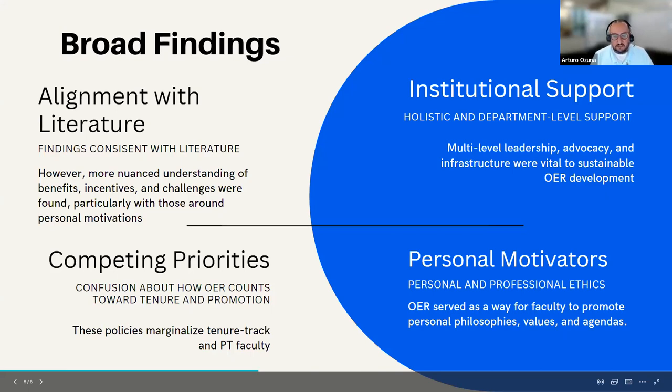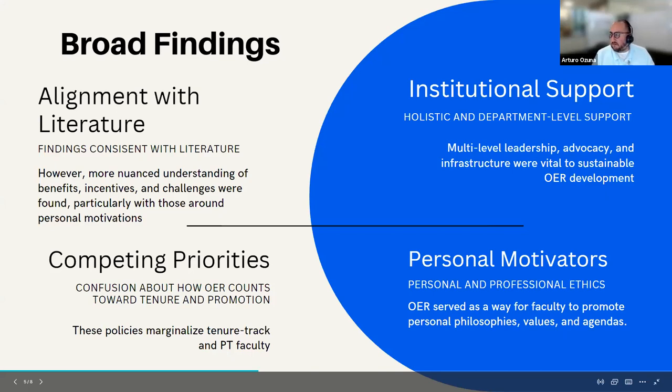I know for those of you who have attended earlier sessions, you've heard a lot about what I'm calling the tenure dilemma, right? There were these unresolved tensions and competing priorities when it came to OER. And one of the examples that kept coming up was how OER counts towards tenure and promotion. And this led to a marginalization of tenure track faculty. At this institution, tenure track faculty were actively discouraged from participating in OER development. And so the brunt of the OER work at the campus was done by either fully tenured faculty or non-tenured faculty. I know that there's work to talk about this and address this, but certainly this came out in my study.